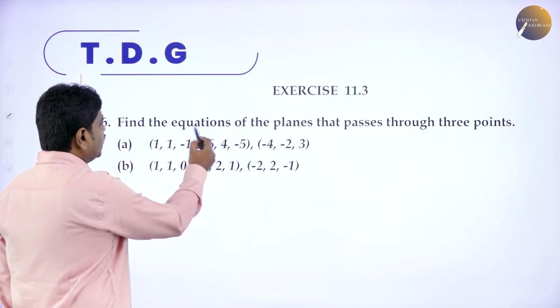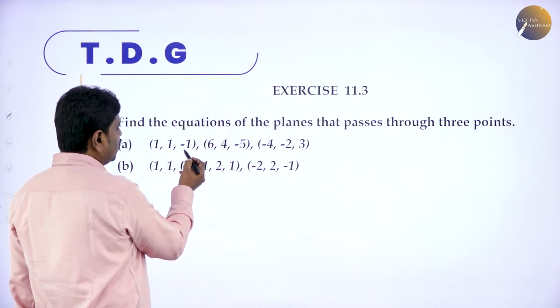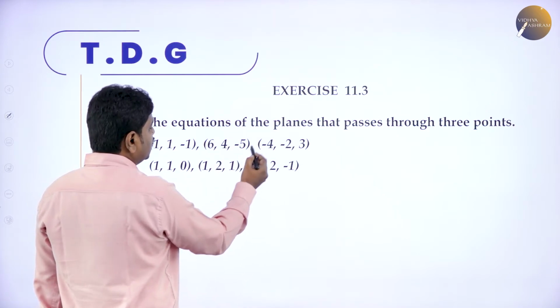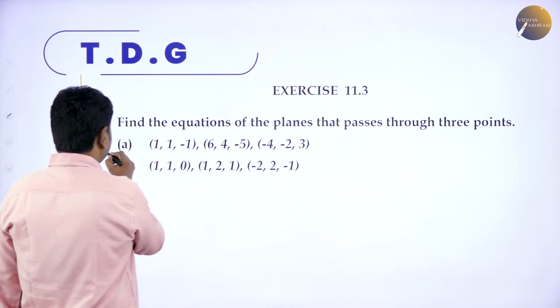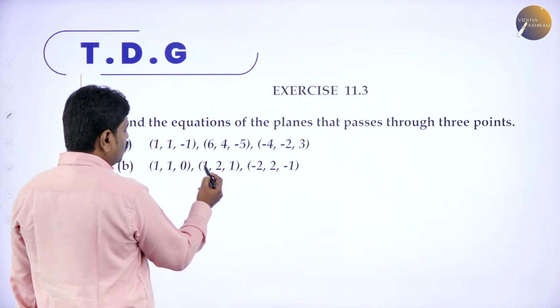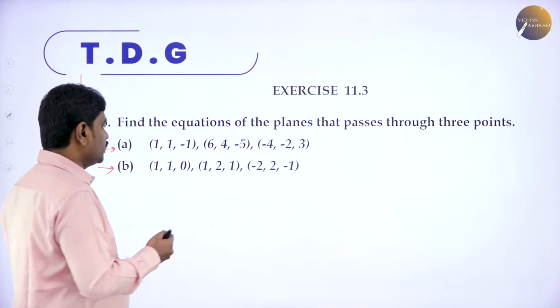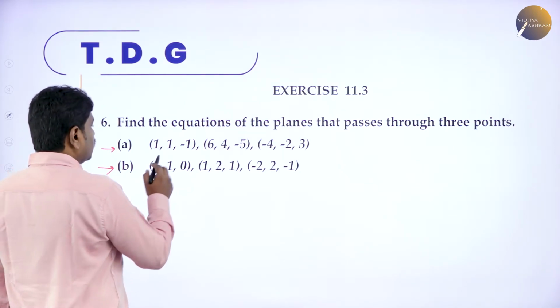Now find the equation of the plane through the points. They give 3 points: 1 1 minus 1, 6 4 minus 5, minus 4 minus 2 minus 3. This is one problem. And the second problem is 1 1 0, 1 2 1, minus 2 2 minus 1. There are two problems. We'll solve both. So what is the equation of the plane?